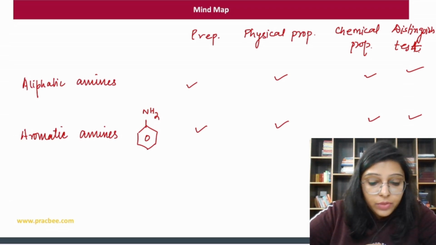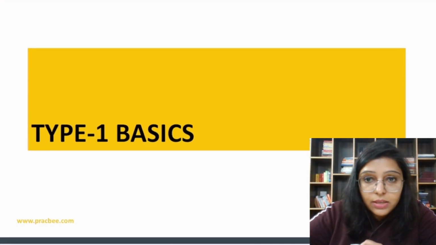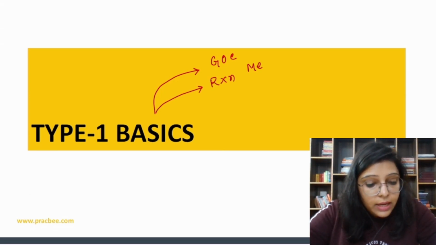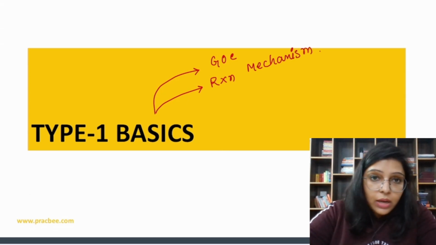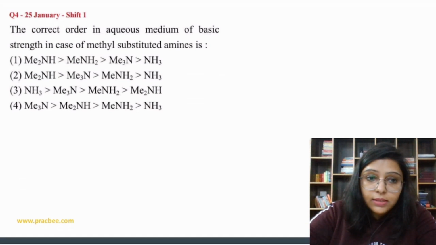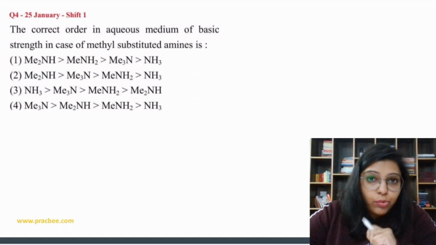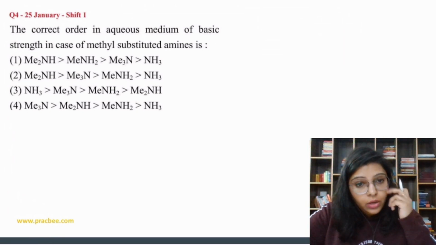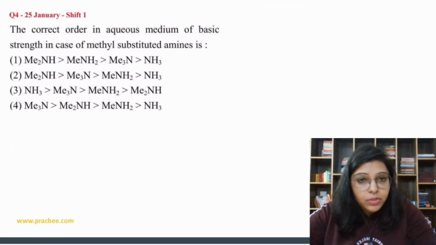That's it. Let me discuss the type 1 questions, which are going to be from the basics, and in the basics we have to apply the concepts of GOC and reaction mechanism. Now moving on to question number 1. Question number 1 asks for the correct order of basic strength in aqueous medium in the case of methyl substituted amines.